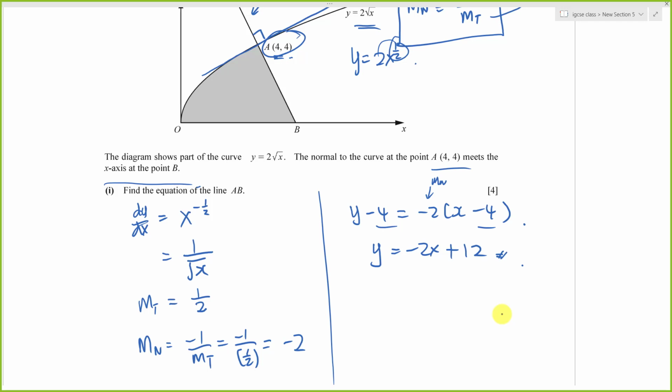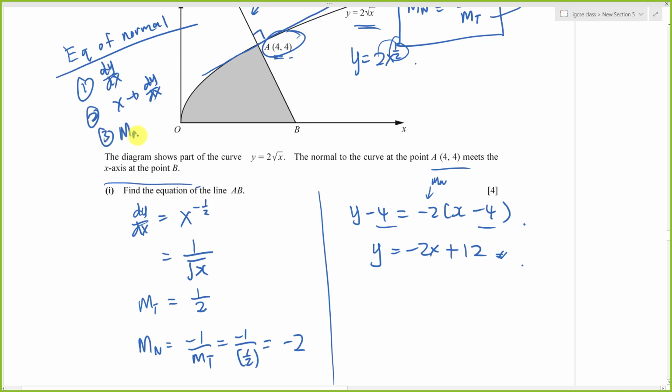Just in case some students do not understand, follow the steps. Step 1, dy/dx. Step 2, substitute the x value into dy/dx, then you get the gradient of tangent. Step 3, find the gradient of normal by doing negative 1 over gradient of tangent. Step 4, form the equation by using the straight line formula. Just always follow these 4 steps and you can always get the equation of normal easily.